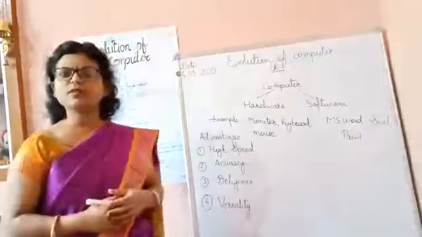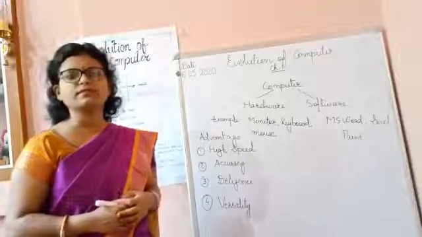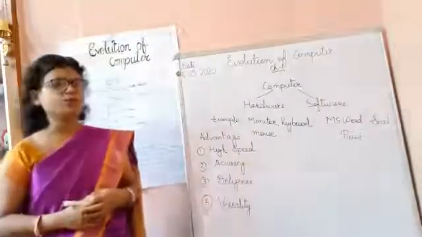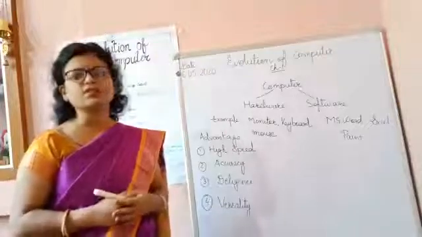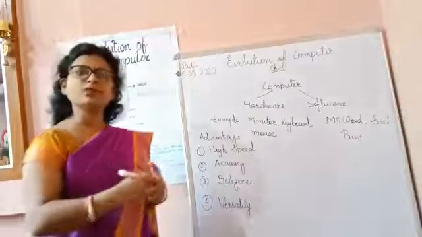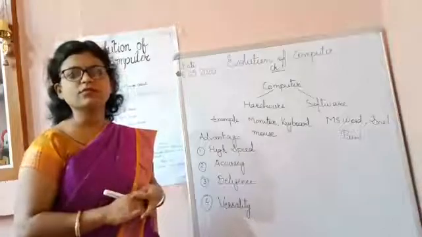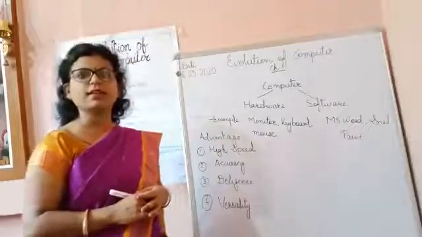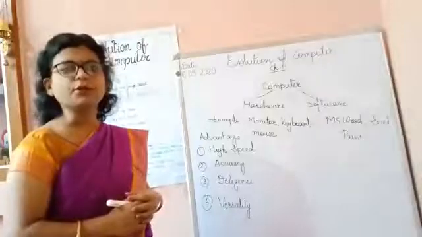Now, another limitation of computer is that it does not have any feelings. Sometimes, if I tell you, why don't you complete your homework? If I scold you, what do you think? That ma'am is scolding us. You will feel. But if I scold the computer, will the computer give an answer? No, because computer doesn't have any feelings. It doesn't have any thinking power. So these are the limitations of a computer.